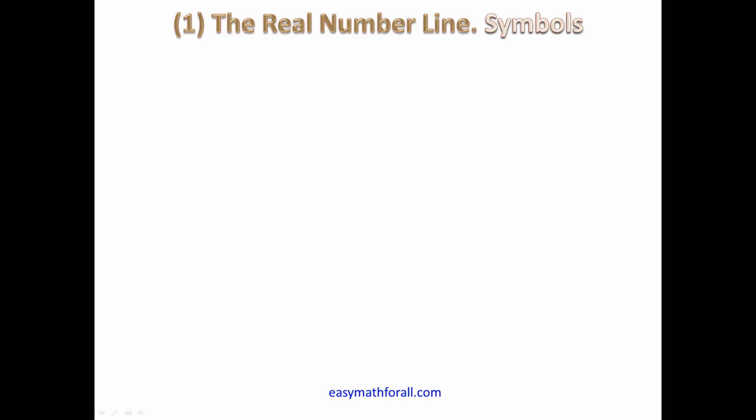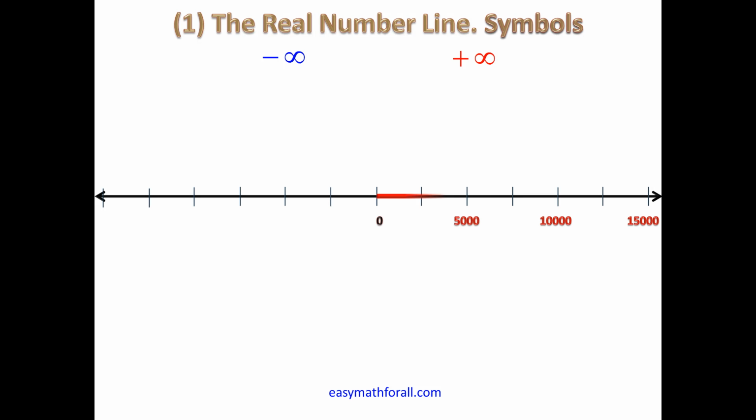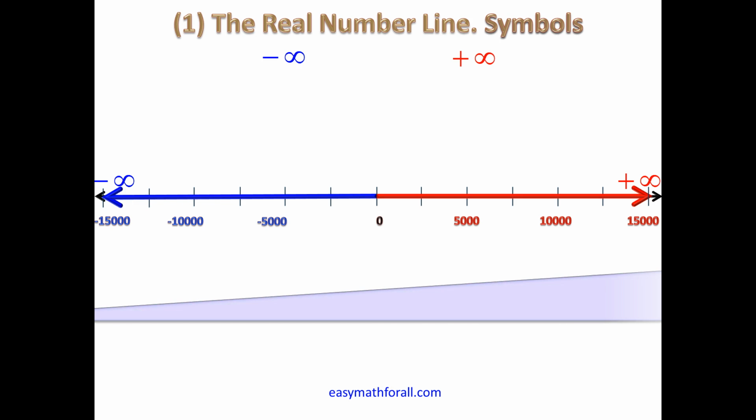We will continue to work on symbols. Working with real numbers, we often use two more symbols and words: negative infinity and positive infinity. If you are moving from the origin to the right, the numbers are getting greater, greater, and greater, and we can say that we are moving towards positive infinity. If we are moving to the left, numbers are getting smaller and smaller, and we can say that we are moving towards negative infinity. Once again, all numbers grow from the left to the right.